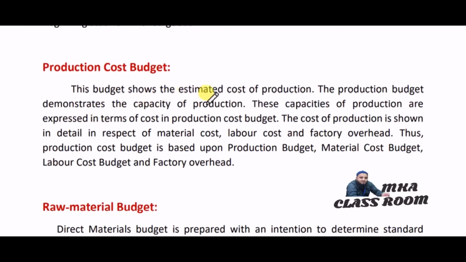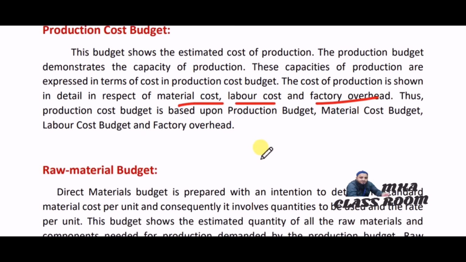This budget shows the estimated cost of production. The production budget demonstrates the capacity of production. This capacity of production is expressed in terms of cost, the production cost budget. So the cost of production is shown in detail in respect of material cost, labor cost, factory overhead, etc.